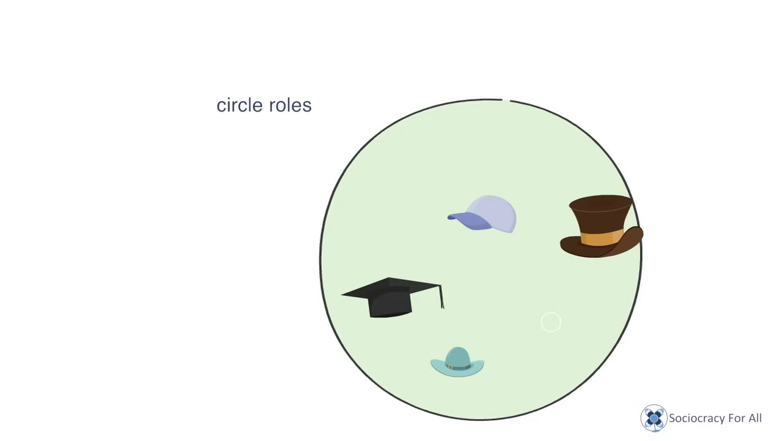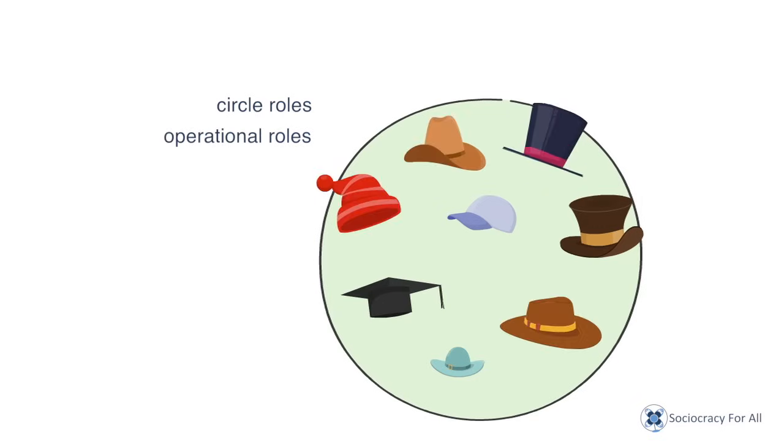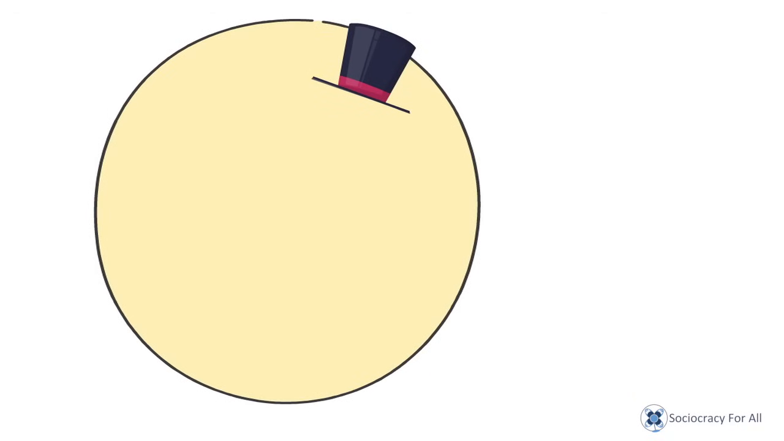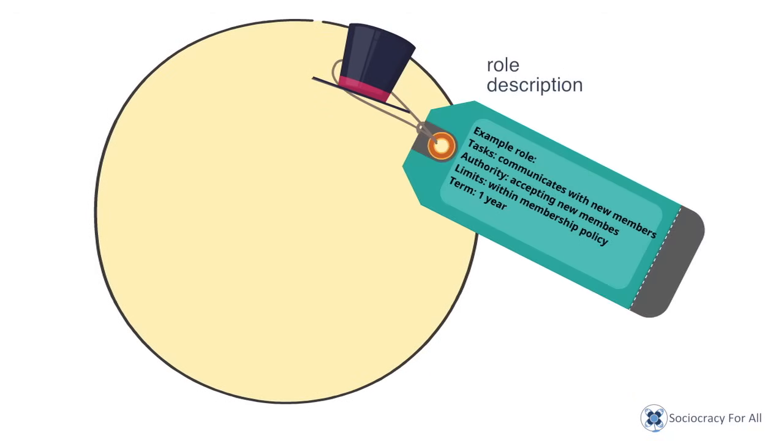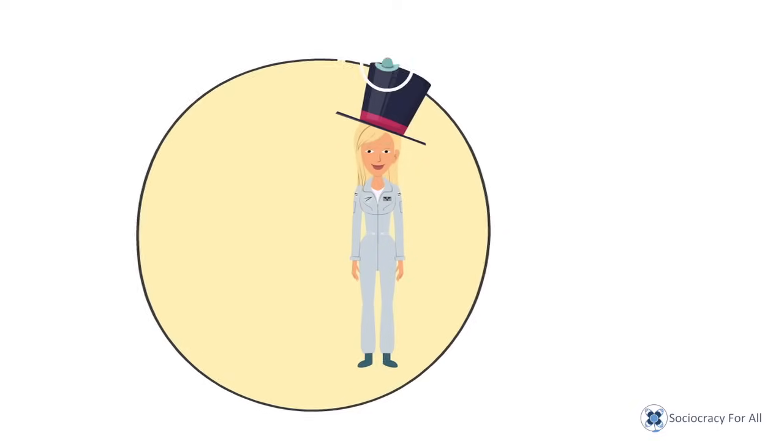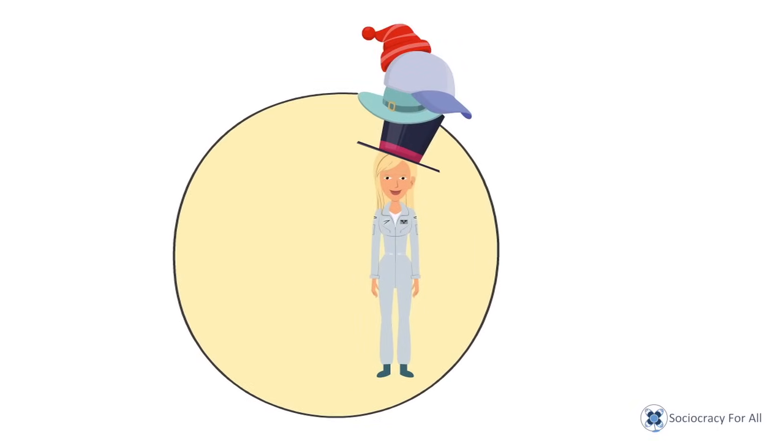And besides the circle roles, like leader, facilitator, delegate, and secretary, there are also operational roles. Those roles can be defined by the circle as needed to bundle some tasks into a role so one person can take care of them. You can see an example here. The role is defined, and then different people can fill that role, depending on what the circle decides, and one person can have several roles.